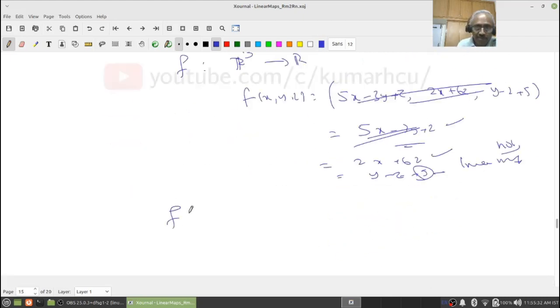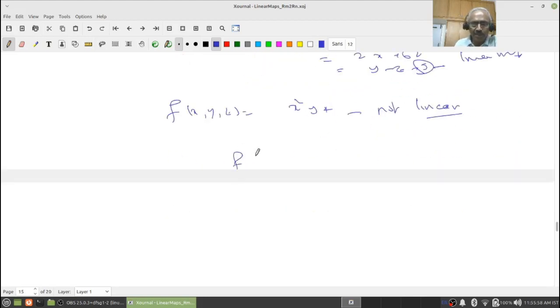And similarly, if I give something like f of x, y, z equal to x squared plus y, this is not linear. Why is it not linear? Because it's second degree. It's actually third degree if you combine degrees, but it's not a first degree polynomial in x, y, z. Therefore, this is not linear. And similarly, if I say f of x, y, z equal to cosh of xy, again not linear.